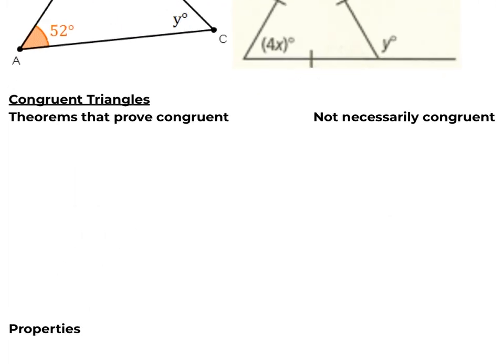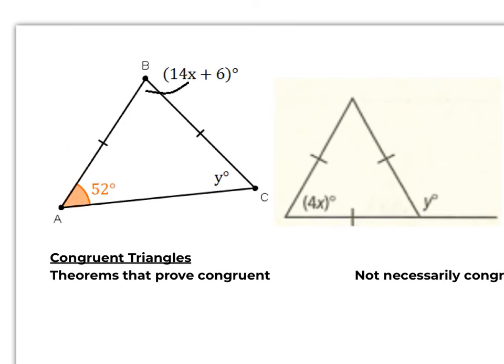We also looked at isosceles and equilateral triangles. So in isosceles triangles, your two base angles are the same. To find the base angle, you put your pencil on the two sides that are congruent. So that goes there and there. So these two angles are congruent. So if the left one is 52, then the right one is 52.